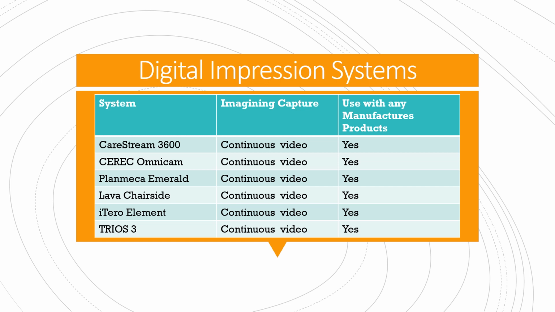So there are different types of digital impression systems. All of these actually have continuous video capturing. They all show images in color, and all of these can be used with any manufacturer's products. There is one that uses a powder in order to scan, and it doesn't show it in your book, so I don't know exactly what the name of it is, but it uses powder. Some systems require that the teeth are coated with an opaque powder so that the machine can actually capture the image of those teeth.